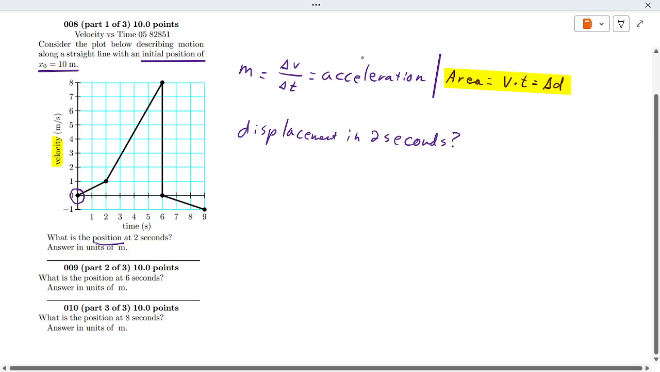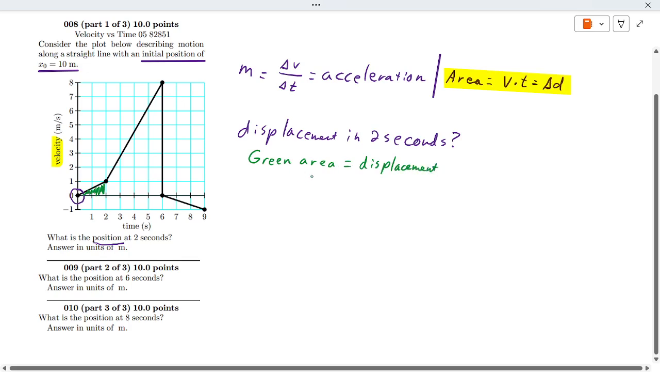So what we need to do is find the area. I'm just going to shade that area in green. This area right here, the area between the graph and the axis up to 2 seconds. The value of the green area is what's equal to our displacement. So we just need to find that.